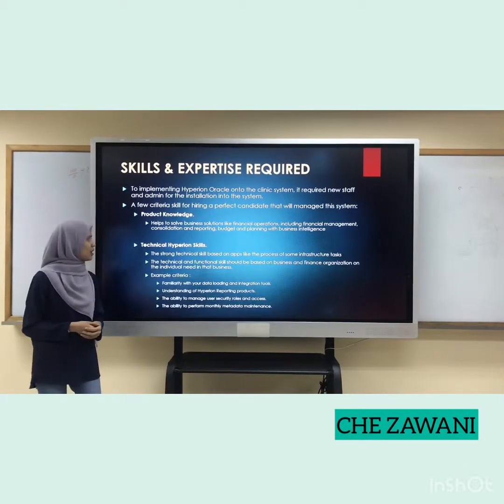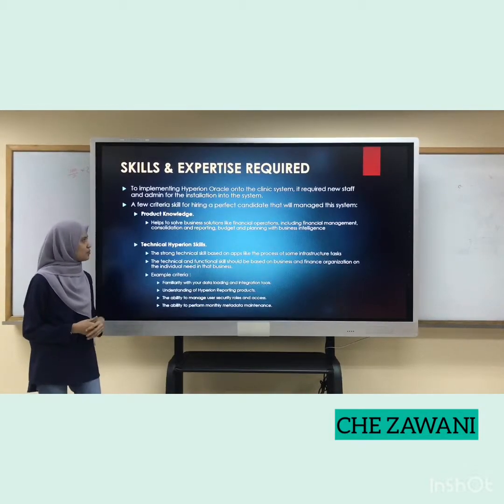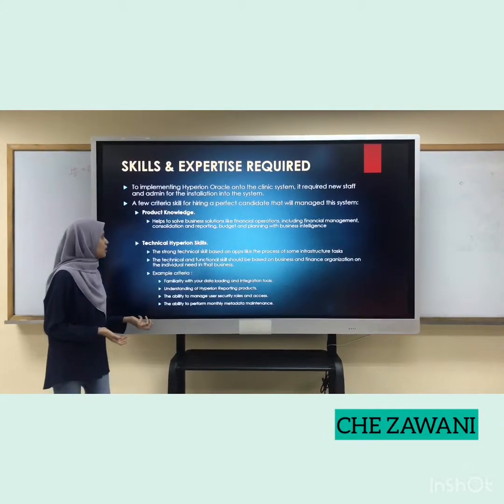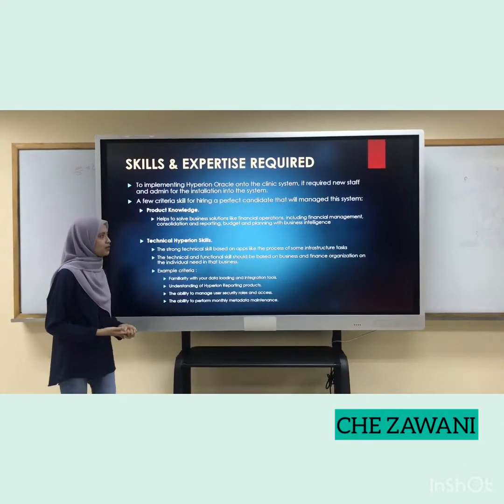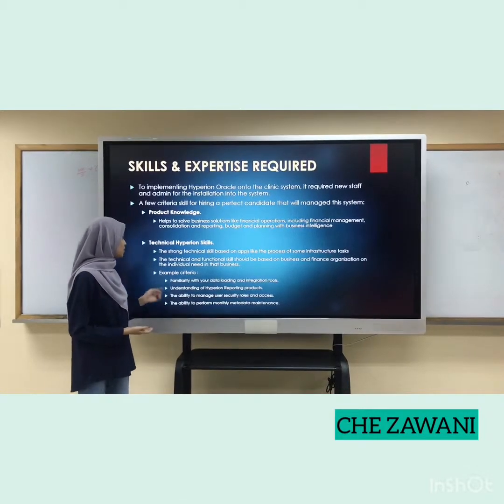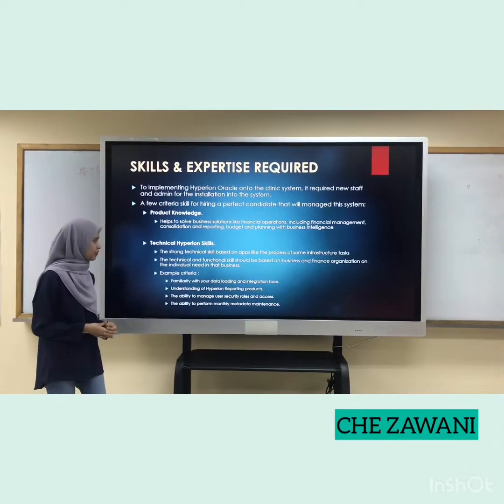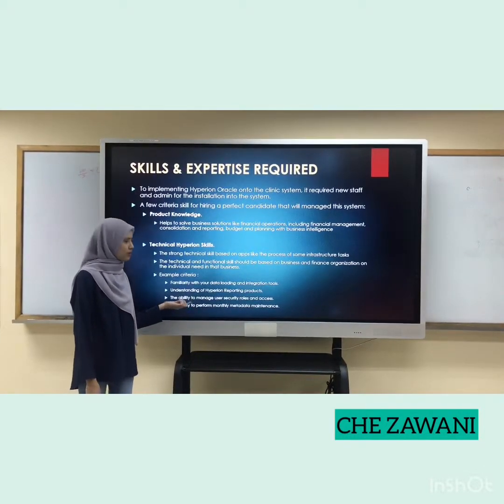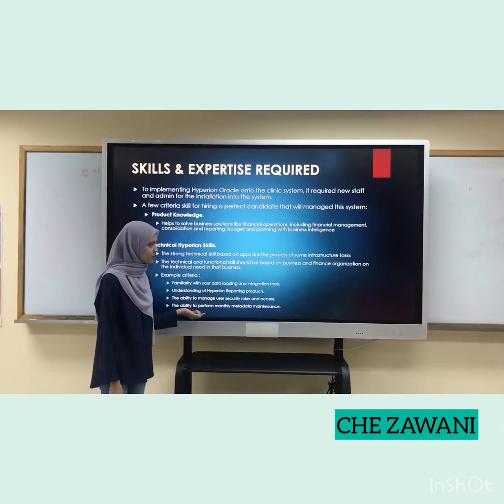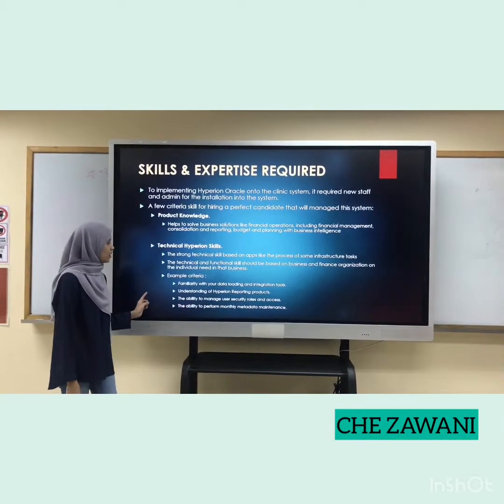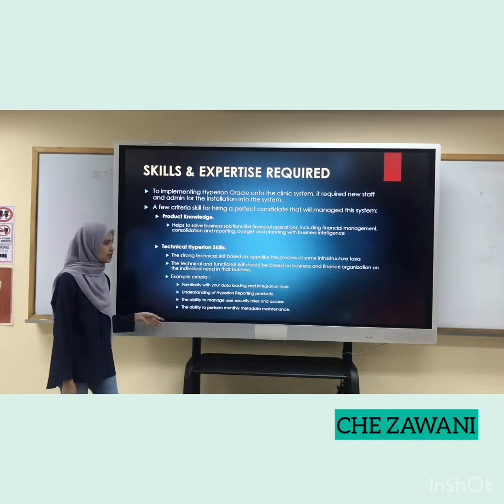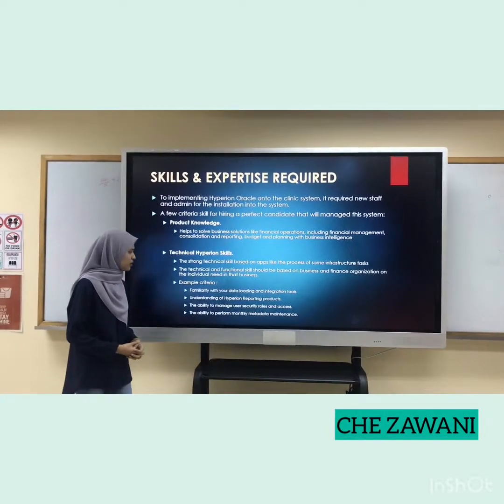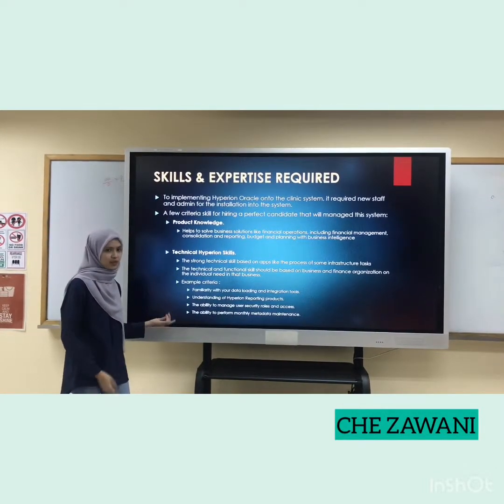Product knowledge helps to solve business solutions like financial operations, including financial management, consolidation and reporting, budget, and planning with business intelligence. Second is technical skill. Technical skill is strong technical skill based on the application, like the process of some infrastructure tasks. And then the technical and functional skill should be based on the business and finance organization and the individual needs in the business.